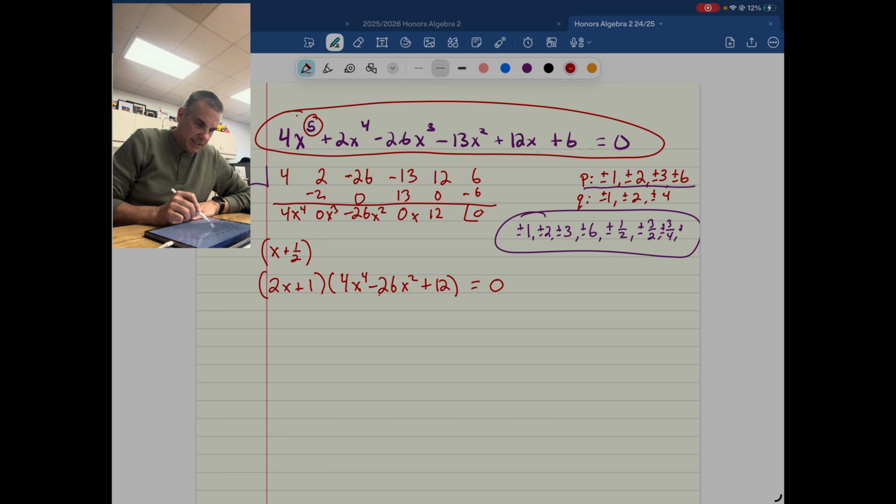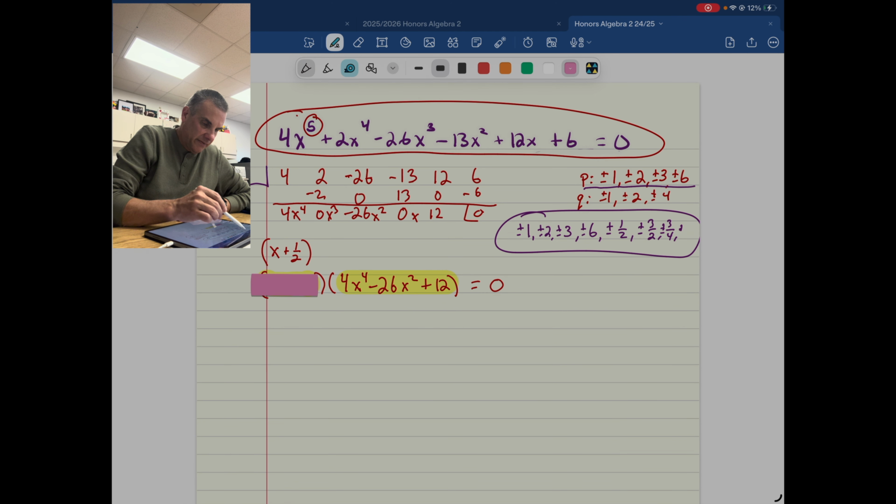So the first one's done, so I don't have to worry about that. That's factored already. But now I got to worry about factoring this. So first thing I notice is I can take out a 2. So I'm going to cover this up for just a second here. I got to bring it back, but we can just cover it up for a second. We're just going to work on factoring this because it's not going to change anything anyway. So I'm going to factor out a GCF. So GCF is 2. That leaves me with 2x to the fourth minus 13x squared plus 6.